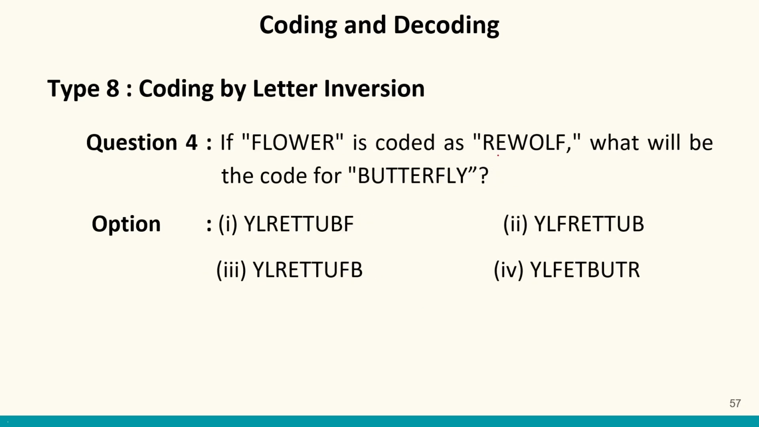Then over here, flower. Similarly, it is by letter inversion. So for butterfly, we just have to reverse the order. Y, L, F, R, E, T, T, U, B. This will be the order. Y, L, F, R, E, T, T, U, B, which is option number 2. So option number 2 will be the correct answer.